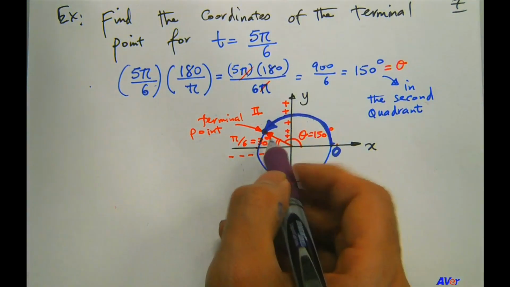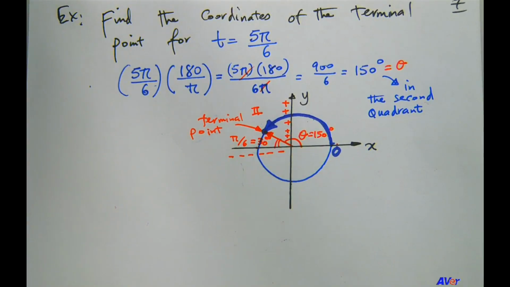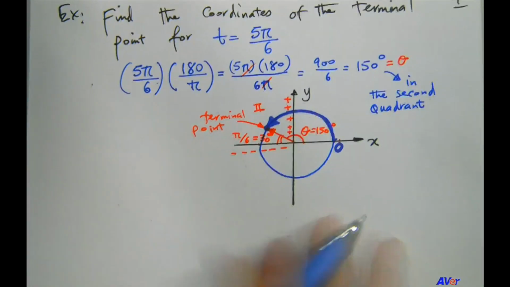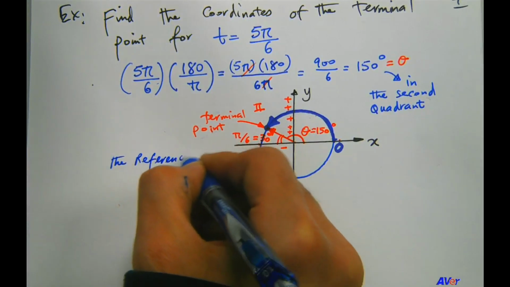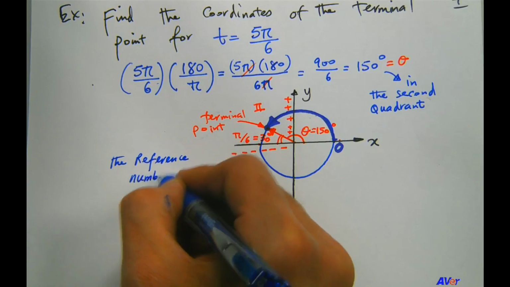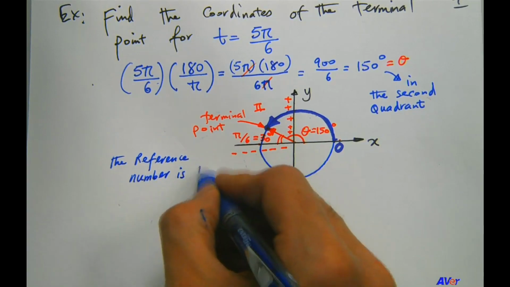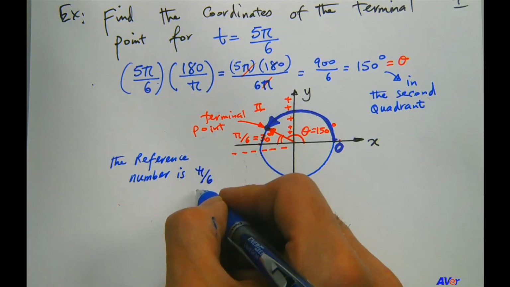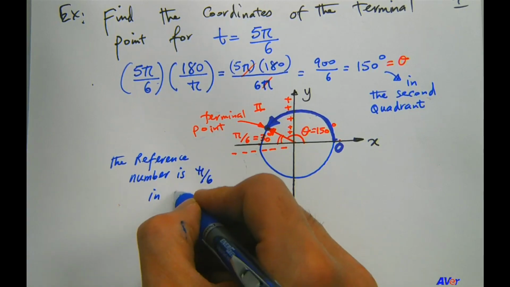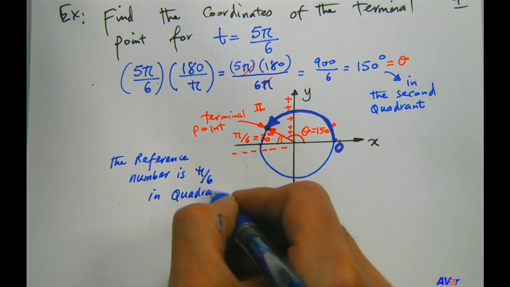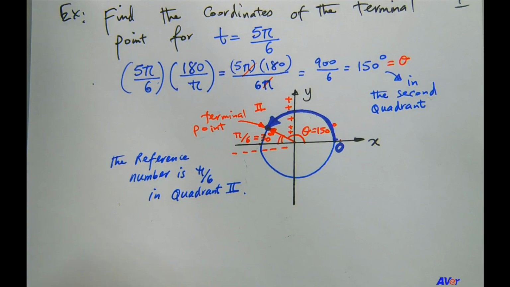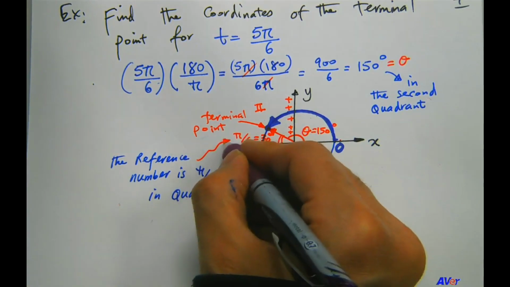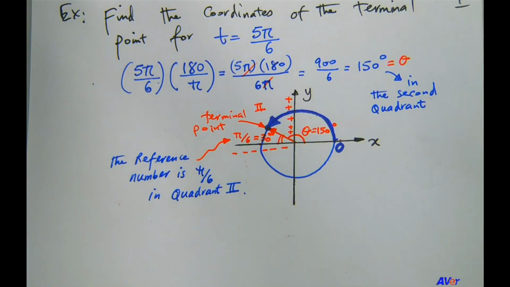Okay? So that's the reference angle. Let me write that down. The reference number is pi over 6 in quadrant 2. Because of that, we know that pi over 6 in the second quadrant.